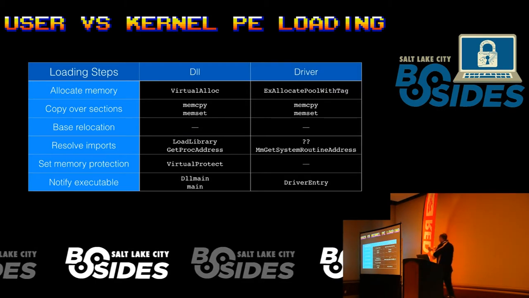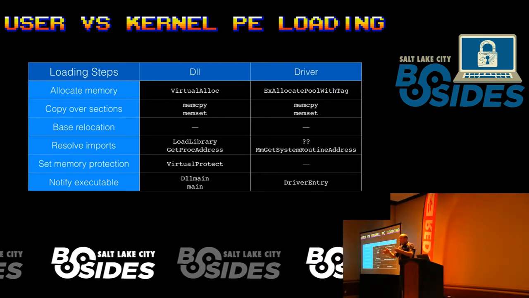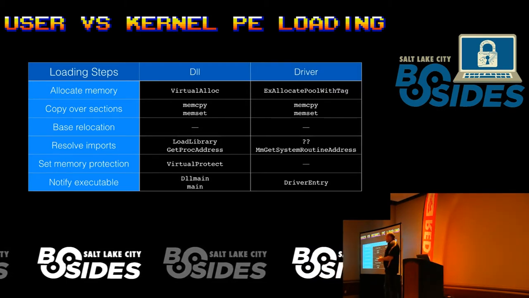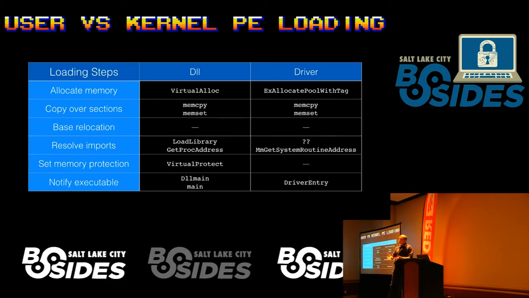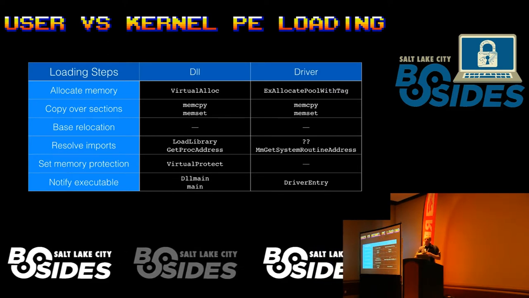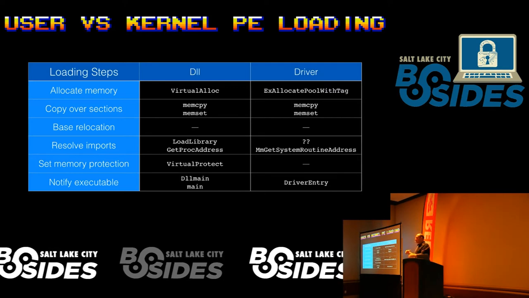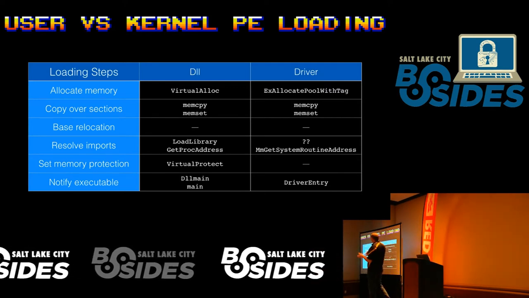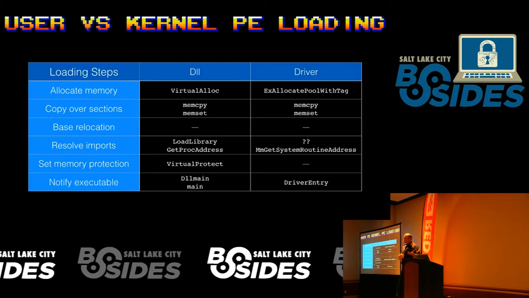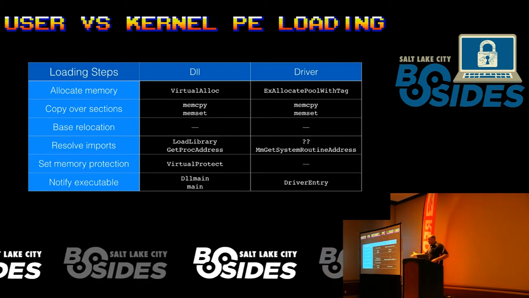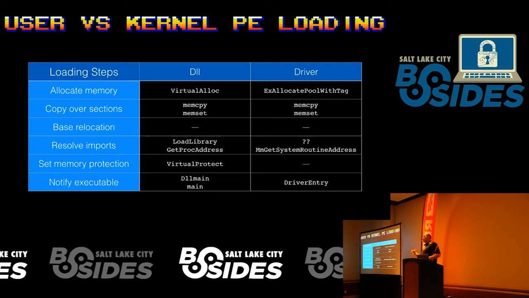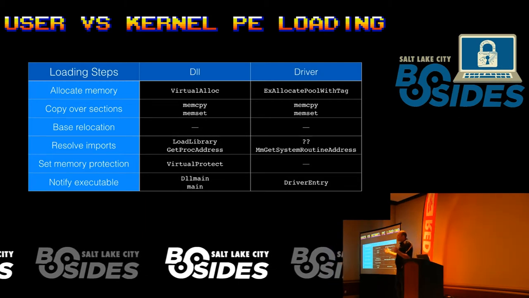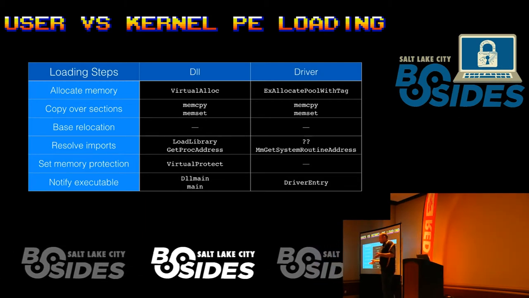So I'm going to compare side by side loading a DLL from memory, because that's a very well talked about process. Meterpreter does that all the time. It's called reflective DLL loading. I'm going to do that, but I'm going to do that for a driver. Side by side, the steps are almost the same, but there are differences. In user land, you call VirtualAlloc to allocate some memory. In kernel land, you call ExAllocatePoolWithTag to allocate some memory. Memcpy, memset, they're both the same.